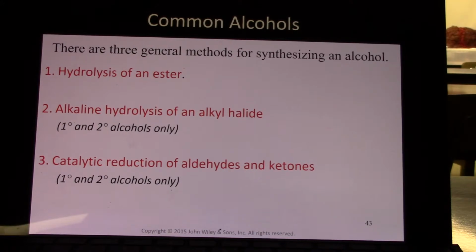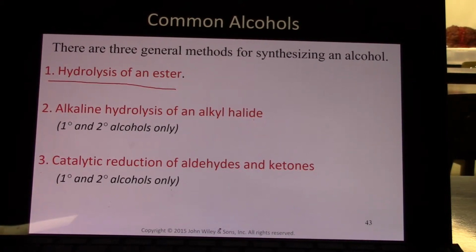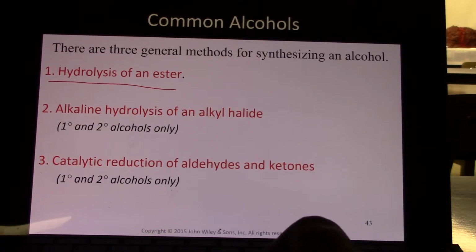So there are three general methods for synthesizing an alcohol. We can either hydrolyze an ester to get the alcohol back. We can alkaline hydrolyze an alkyl halide, so an OH minus slams into a carbon, kicking off a chloride or a bromide or an iodide, giving you the alcohol. Or the catalytic reduction of aldehydes and ketones. And for those last two, only primary and secondary alcohols work, because the tertiary, with the alkyl halides, they're too sterically hindered.